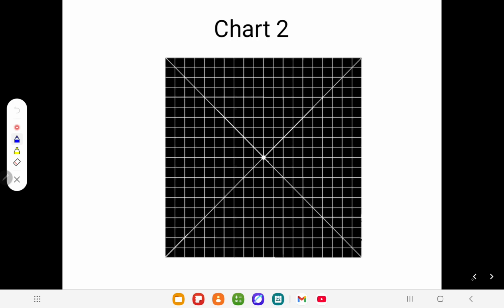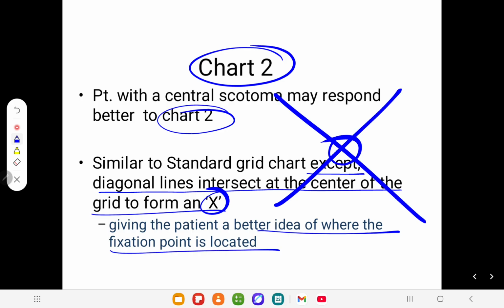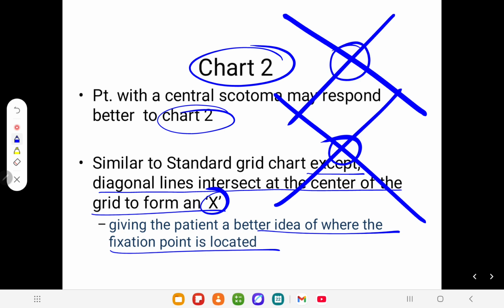Only the diagonal central area, the central X, is different, giving the patient a better idea of where to fixate. So this central X helps the patient know where to fixate, because this X naturally draws the eye to where the lines will meet somewhere in there. If there is a central scotoma, then it will be helpful to the patient to fixate on the chart.